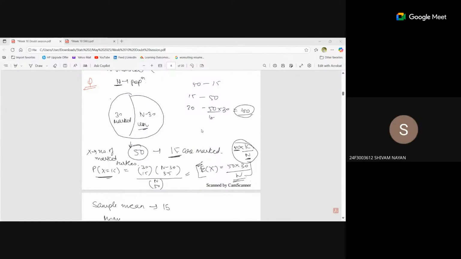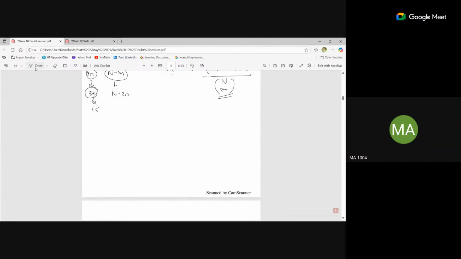Sample mean, how you got 15? Okay. So just in general, let's suppose we have a sample like 1, 1, 0, 0, something like that. If we take the mean, we are just summing all the values and dividing by the number of terms. Correct? So if I'm taking 1, 2, only two samples, what will be my average?